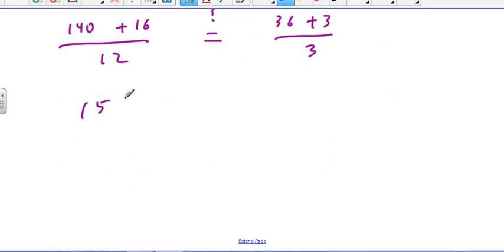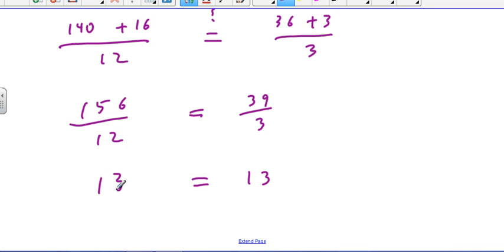1. 56 over 12. 39 over 3. 13 on that side. So it'd be cool if 156 divided by 12 were 13, wouldn't it? Oh, it is 13. How convenient. 13, check.